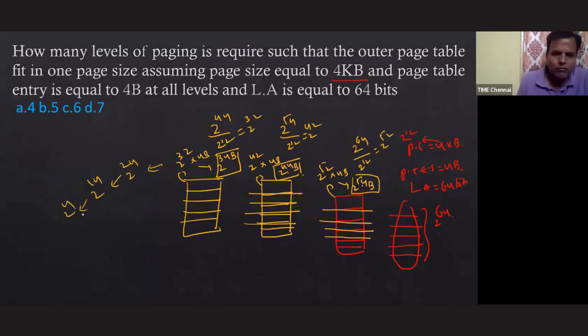So 2 power 4. So how many levels of paging are you applying, sir, here? 1, 2, 3, 4, 5, 6. At the 6th level, I am confirming that 2 power 4 is lesser than 2 power 12. Getting this? Fine. So what is the answer, sir? C. Answer is C. So with this, sir, our time is over. So we understood something about multi-level paging. Okay. Sure.